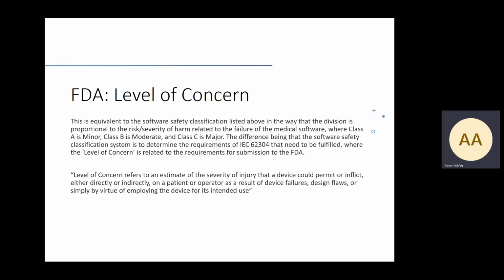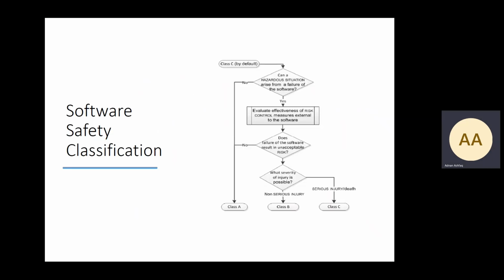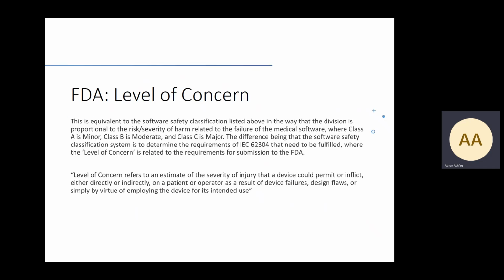Now I'm putting on the screen here the FDA level of concern, and the reason why I do this is because unlike the software safety classification A, B, and C from 62304, the FDA do this in a slightly different way, which is aligned to the 62304 standard, but they look at it from a minor, a moderate, and a major. So the equivalent is, for example, the Class A, which we looked at earlier on, is equivalent to a minor. Class B, what we looked at before, is a moderate, and they say a major, which is the Class C, which is the highest classification.